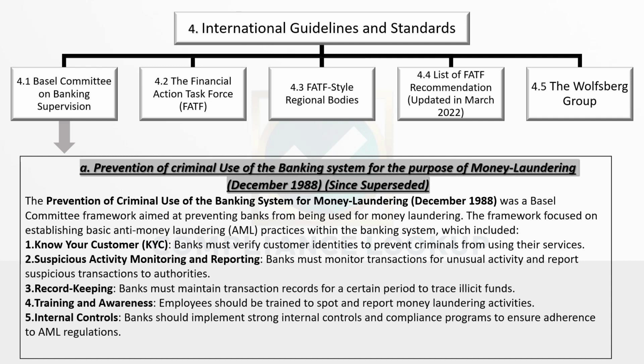5. Internal controls and compliance programs. Principal banks should have robust internal controls and compliance programs in place to ensure adherence to anti money laundering laws and regulations. For example, a bank might establish an AML compliance department responsible for overseeing all aspects of anti money laundering efforts, including monitoring transactions and implementing risk management practices.